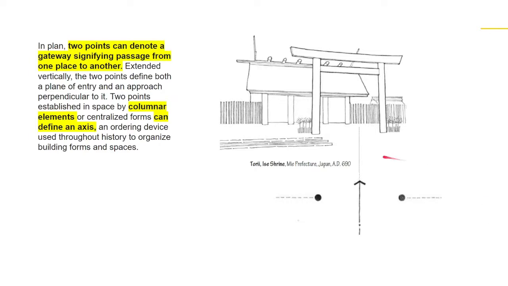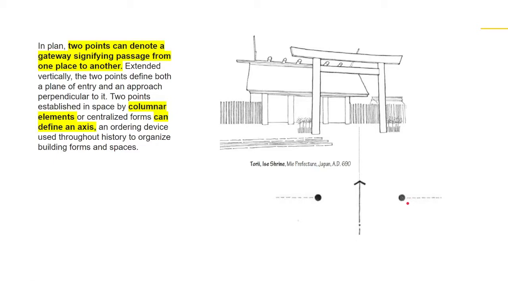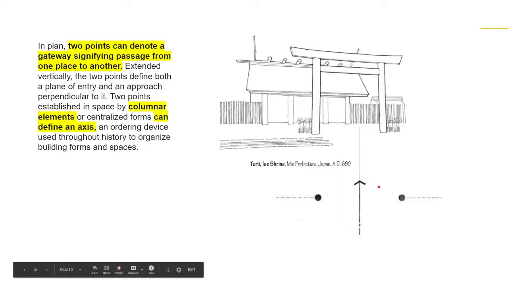In this case, you have the two columns. This is from Torii Ise Shrine in Japan. The points would signify the posts for the gateway. These points define the axis, which divides throughout history, to organize building forms and spaces. The point is used as a columnar element to create a centralized form. Therefore, you have this gateway.